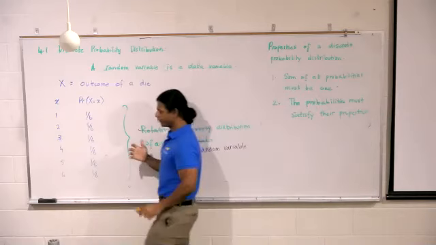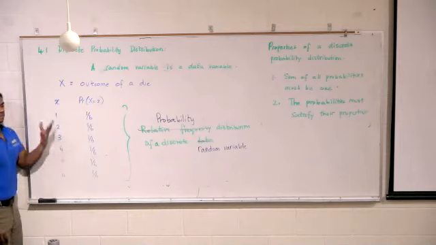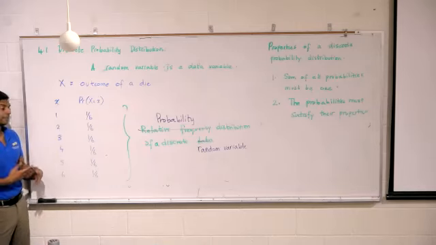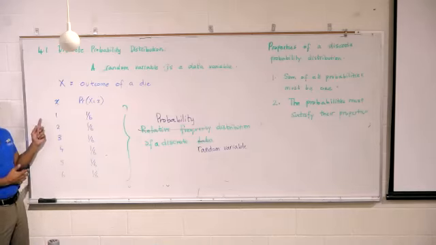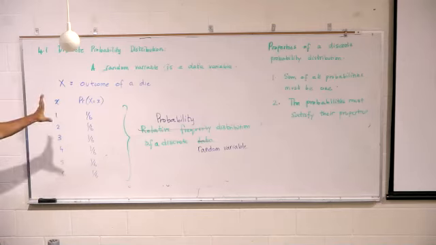No value for probability can exceed 1. It can't be negative. It can be 0, in which case it is impossible. It can be 1 in case it is certain. But if that happens, there is only one outcome for this random variable. Are we clear with that? Can you think of an example for a discrete random variable?